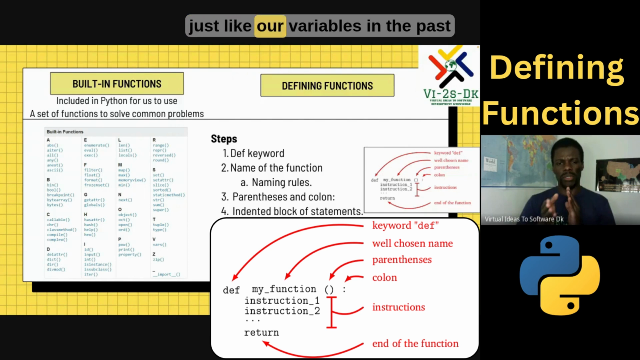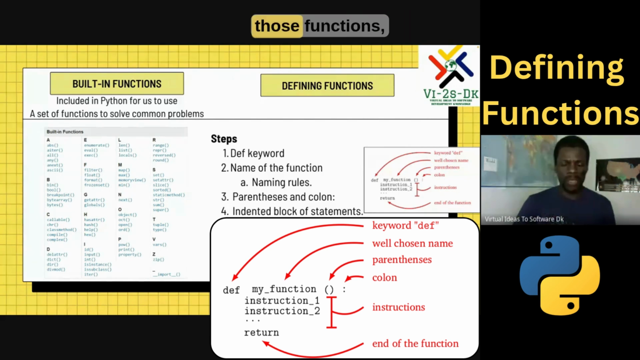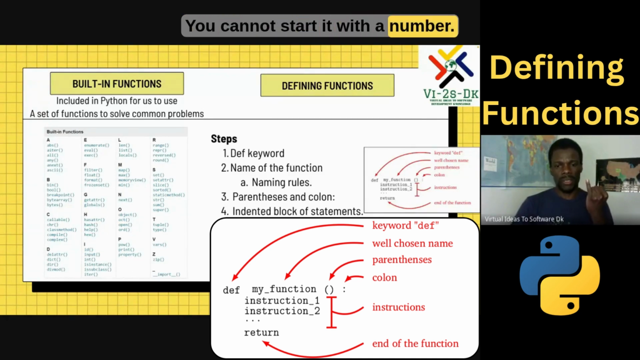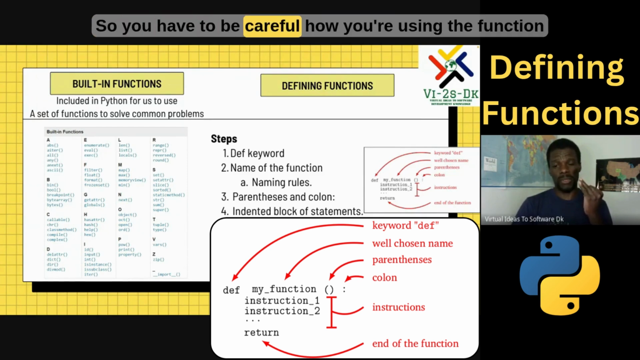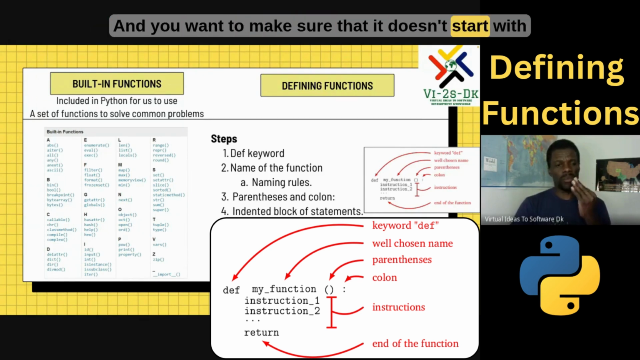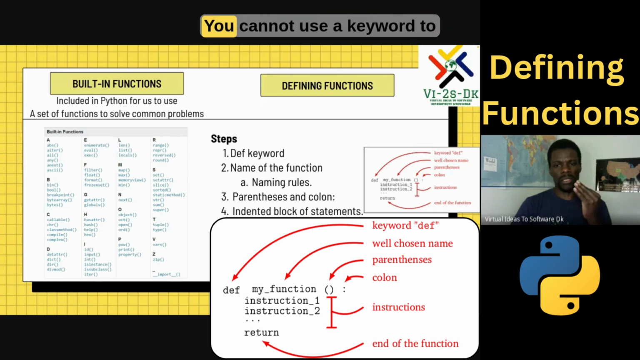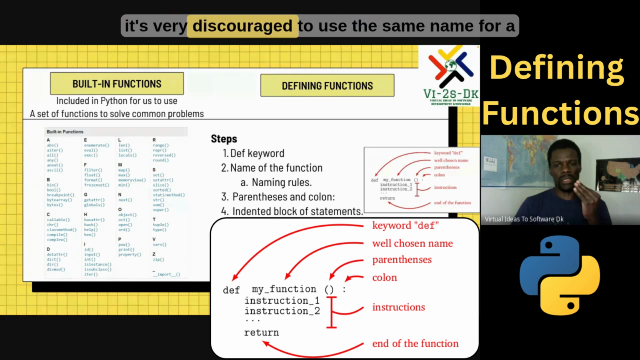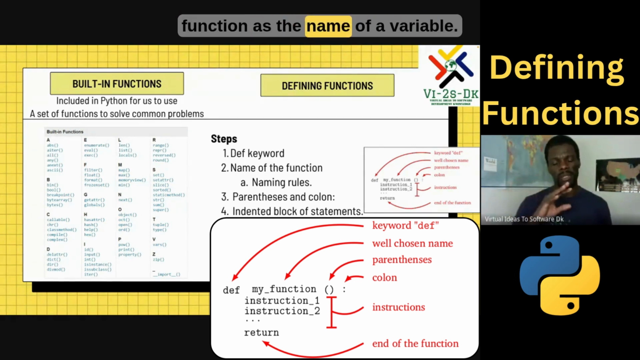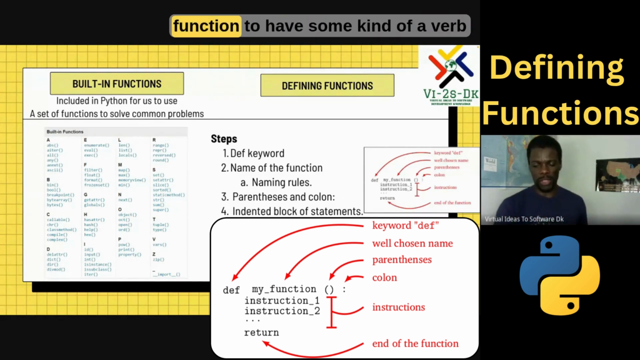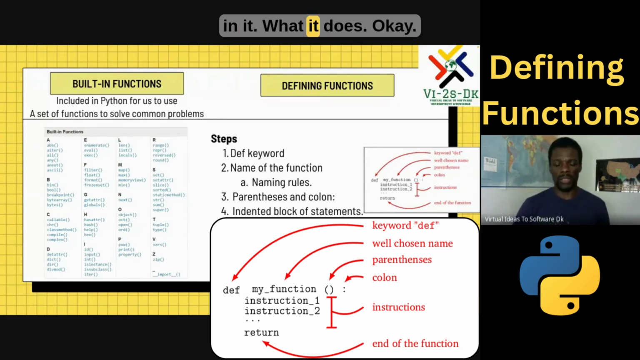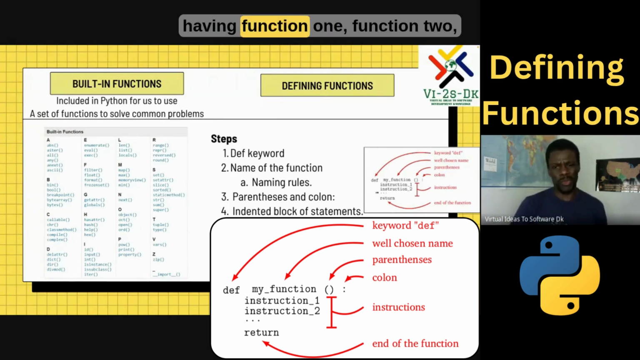Also, remember, just like our variables that we talked about in the past, those function names per se have particular rules. You cannot start it with a number. It's case sensitive, so you have to be careful how you're using the function names. And you want to make sure that it doesn't start with special characters and so on. So all those different naming rules. You cannot use a keyword as the name of a function. And you want to be very careful, because it's very discouraged to use the same name for a function as the name of a variable. So let your functions have some mnemonic names that mean something. Most of the time, it's advisable to have some kind of a verb in your function name, describing what it does. Okay. So again, having function 1, function 2, function 3 will not really be helpful.